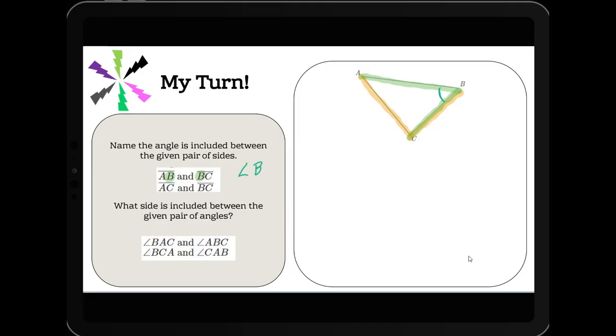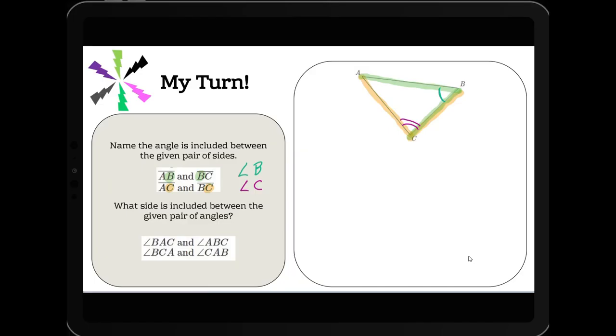So knowing that, look at the two segments here. They both have endpoint C in common. So that tells you automatically that angle C is the included angle. But you can also see that right here as well. Angle C is actually right there, and it is between AC and BC.